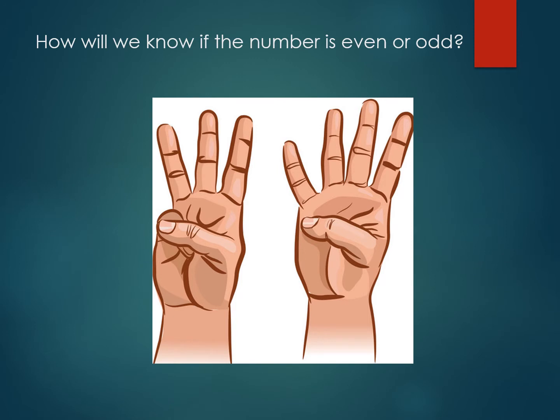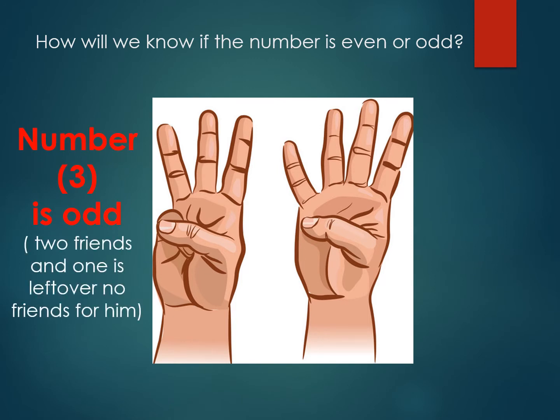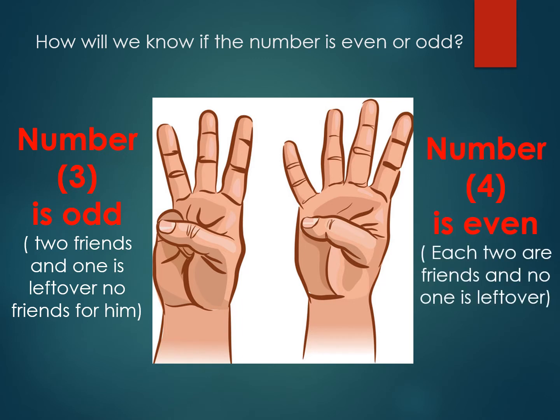What about number 3? Number 3 has 2 friends and 1 is left over without any friends. That's why number 3 is odd number. What about number 4? In number 4, each 2 are friends and no one is left over. That's why number 4 is even number.